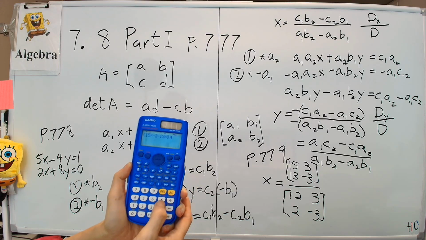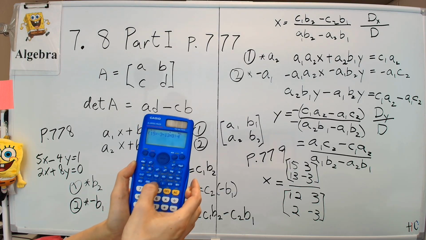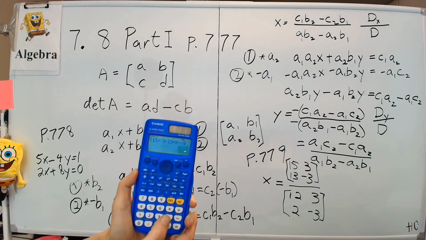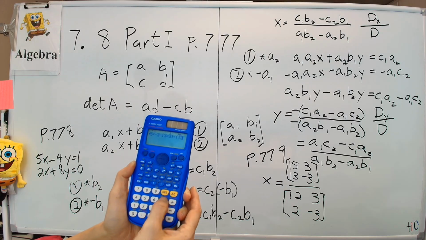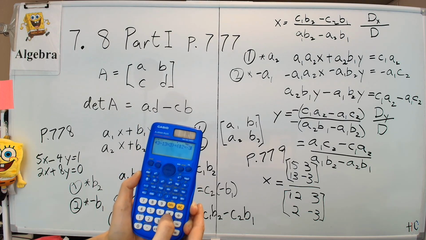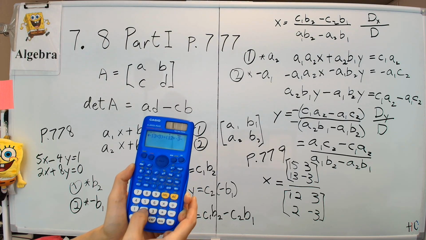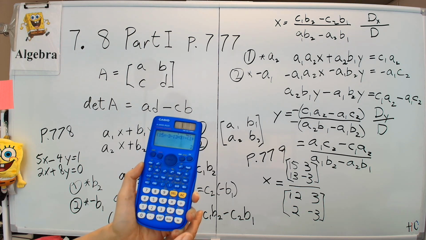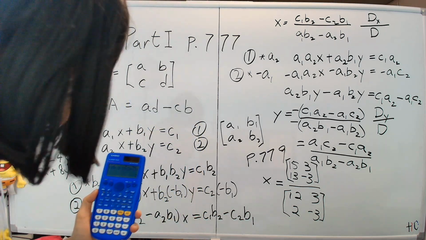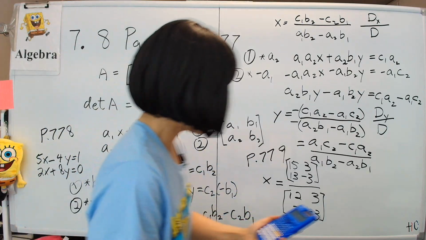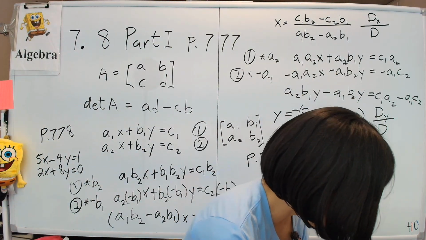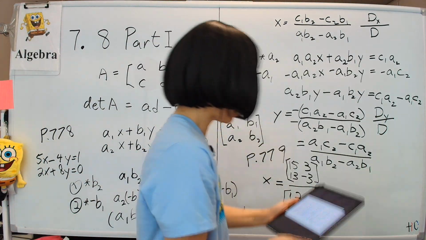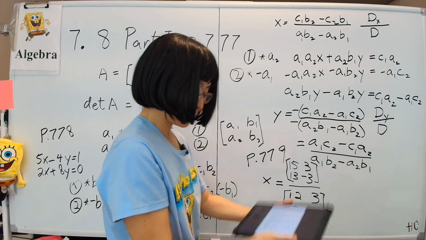Okay, this whole thing will be divided by what's on the bottom. What's on the bottom is 12 times negative 3 minus 2 times 3, which is 6. All right, 2 times 3. Okay, so that should give us something. So x equal to 2 according to this calculator, if I didn't punch anything wrong. So let me look at the answer here. What does it say? Yep, it is 2.